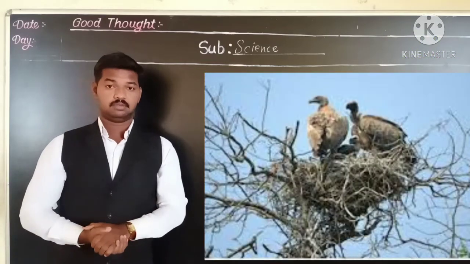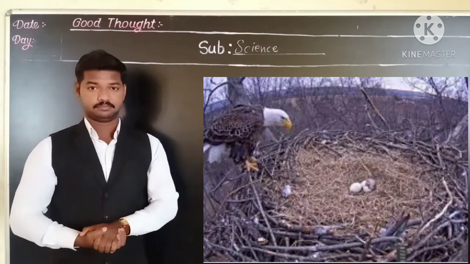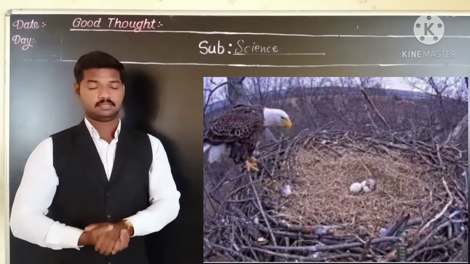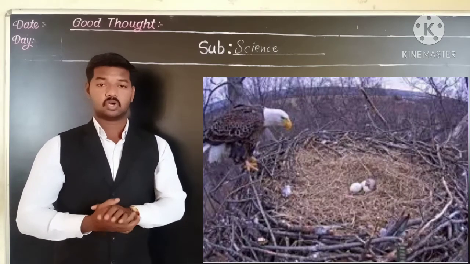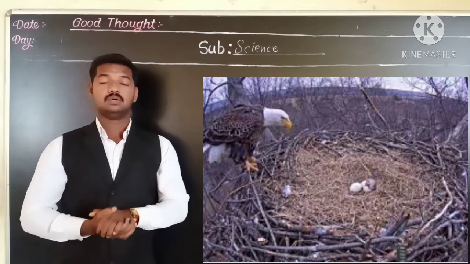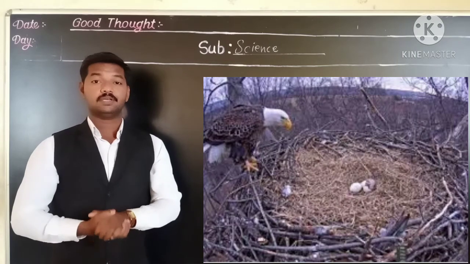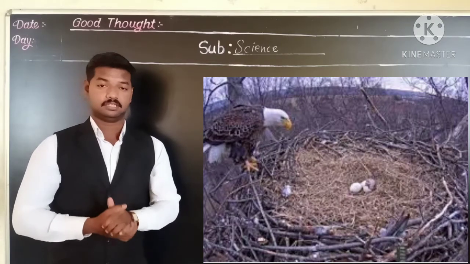Next we will see the vulture. Vultures, kites, and eagles make their nests in high places or on high trees. They use straws and twigs to make their house. Their house looks like a shallow cup. It is quite big compared to other nests.